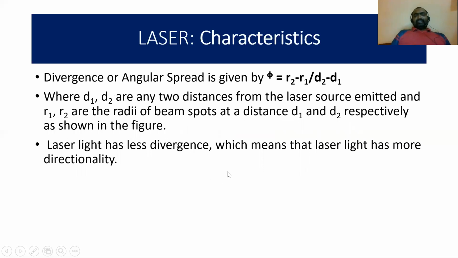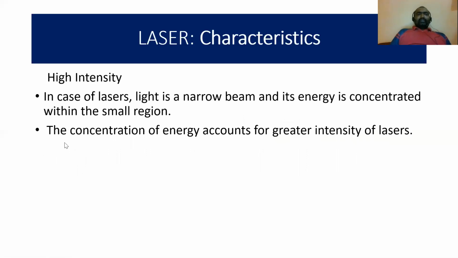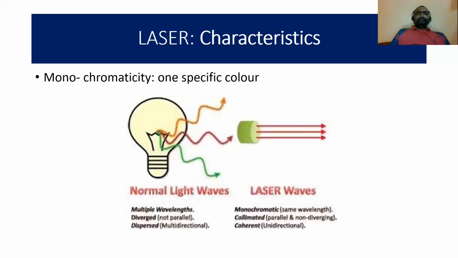Laser light has less divergence, which means that laser light has more directionality. Next, let us see the next property, high intensity. Laser light has high intensity. In the case of lasers, light is a narrow beam and its energy is concentrated within a small region. The concentration of energy accounts for the greater intensity of lasers.